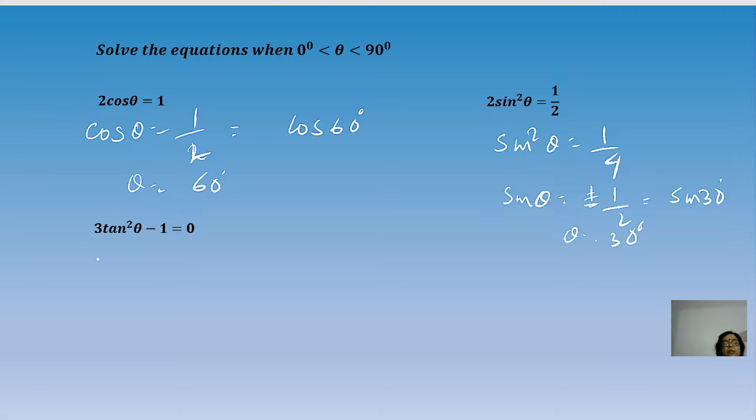3 tan square theta minus 1. So this becomes 3 tan square theta is equal to 1. So tan theta is equal to plus minus 1 by root 3, but again we ignore the negative sign because we are not going to take any other quadrant. We have to restrict ourselves to the first quadrant. So this becomes tan 30 degree. So theta is equal to 30 degree.